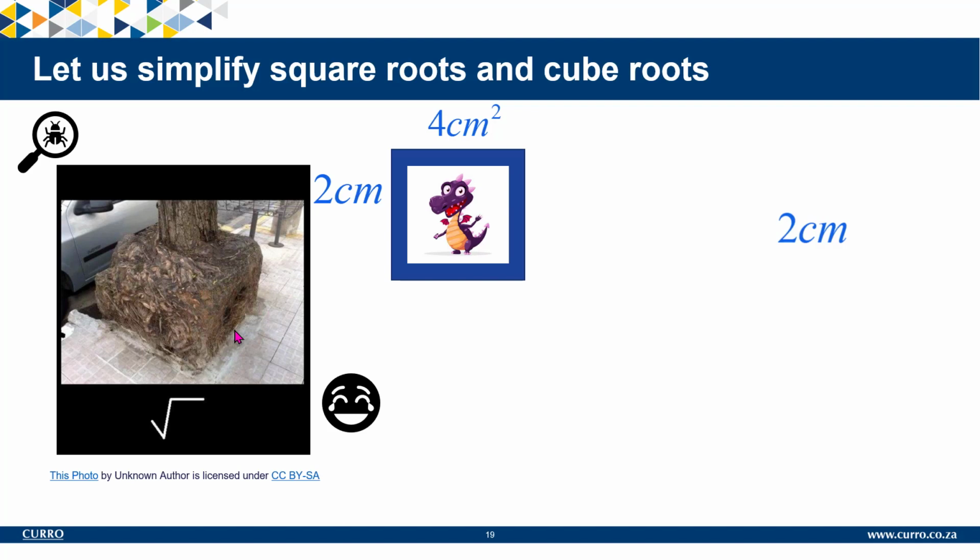So we ask ourselves, what did we multiply? What number did we multiply by itself to get 4 square centimeters? And the answer of that is a square root.